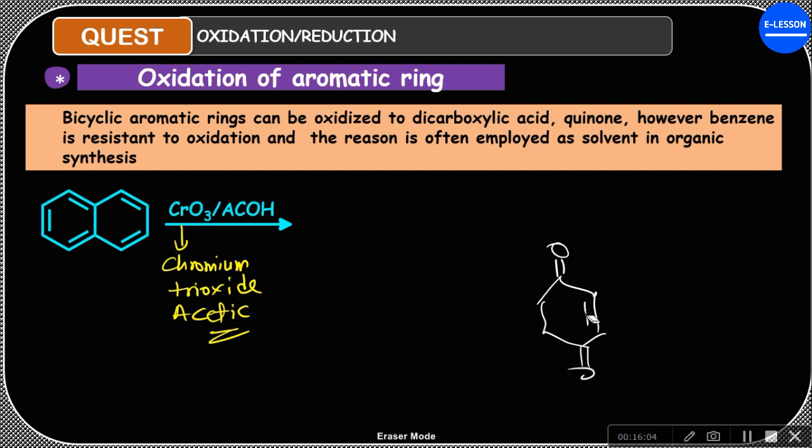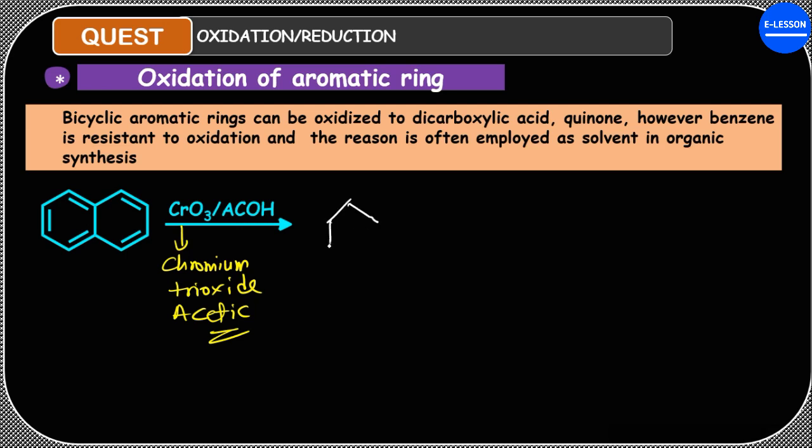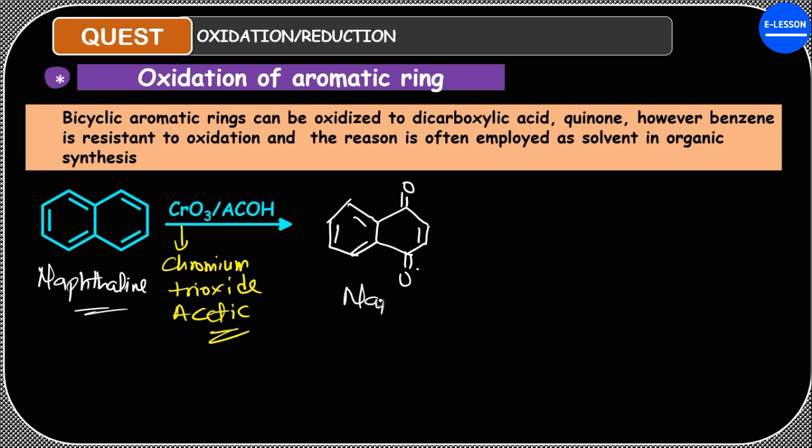Two double bond oxygens, which is a diketone rather. So this is going to form something like this. This, and then you are going to find something like this, right? Double bond, then we'll have double bond oxygen, double bond oxygen. This will be the product of the reaction. Now what is this? This is naphthalene. And then this will be naphthoquinone. You should take note of this.